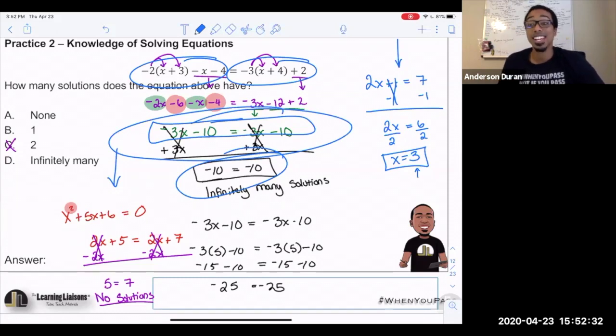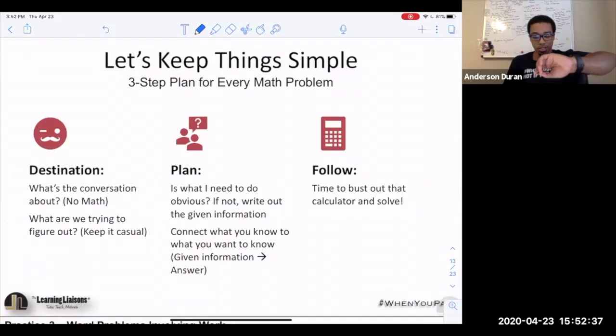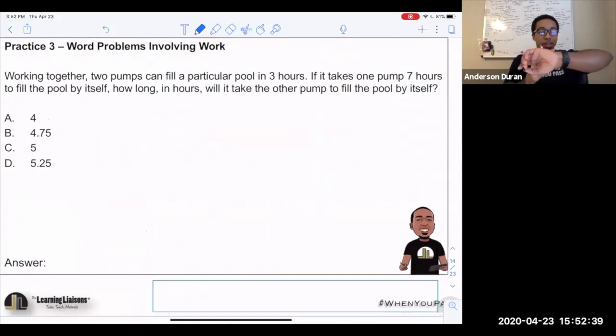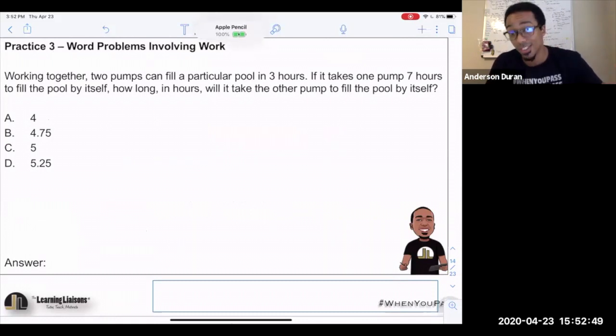So with that said, here we go. 5, 4, 3, 2, and 1. Keep it simple. Destination, plan, follow. This one, again, 4 minutes. This one's going to be even tougher. Or maybe not. Don't let me really throw you off. Just destination, plan, and follow. Analyze that thing.